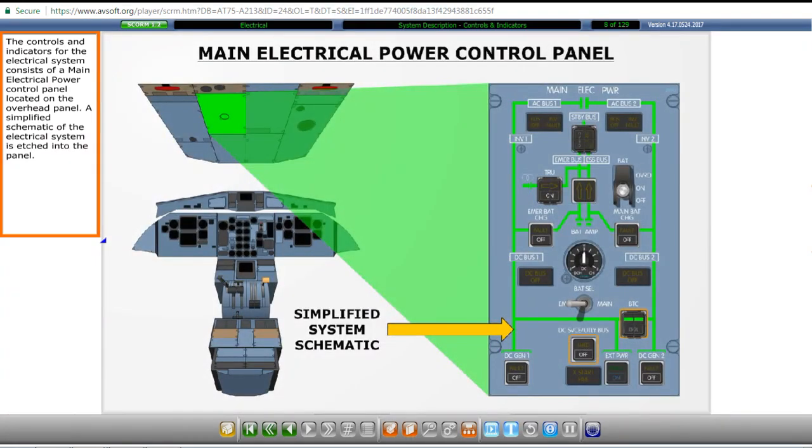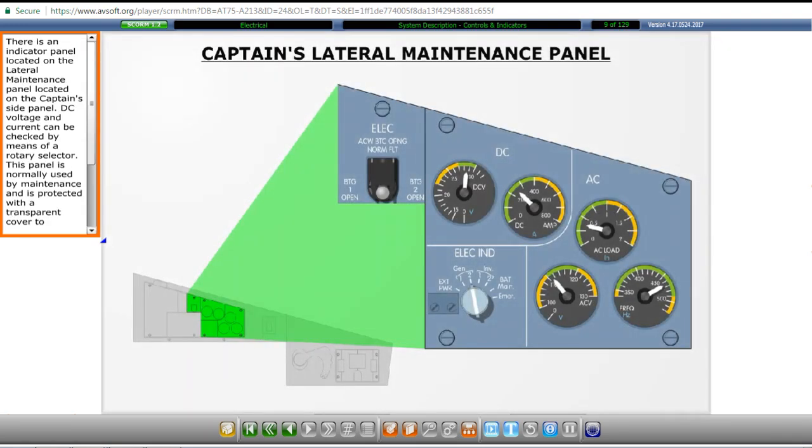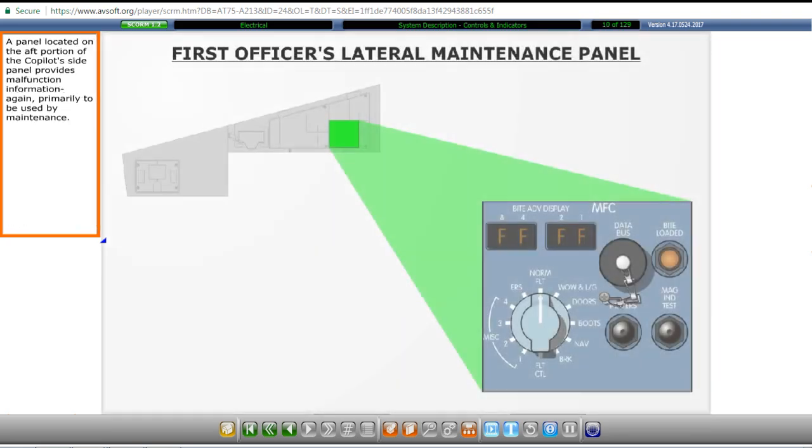The controls and indicators for the electrical system consist of a main electrical power control panel located on the overhead panel. A simplified schematic of the electrical system is etched into the panel. There is an indicator panel located on the lateral maintenance panel on the captain's side panel. DC voltage and current can be checked by means of a rotary selector. This panel is normally used by maintenance and is protected with a transparent cover to prevent operation of the panel while the aircraft is in flight.